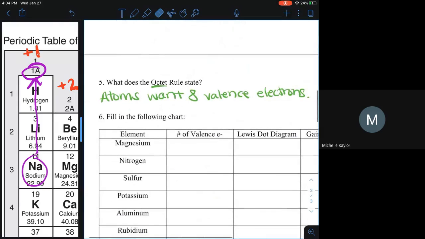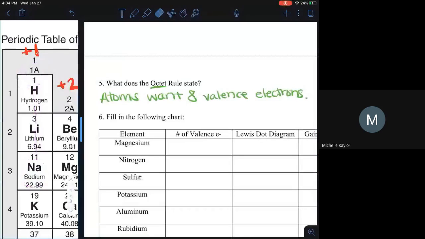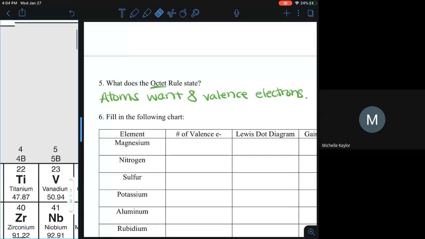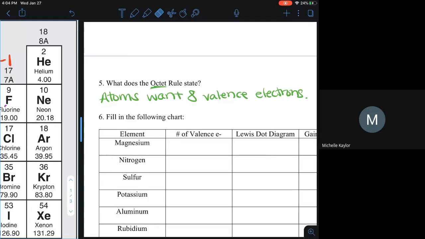We then talked about the idea of the octet rule. And again, that prefix octo means 8. So the octet rule is basically saying that atoms want to have 8 valence electrons. Now remember, there are some atoms that already have 8 valence electrons, and those are the noble gases. They're in group 8A. They already have 8 valence electrons. They're stable. They're happy. They're not really going to be part of this bonding thing because they already have what every other atom wants.